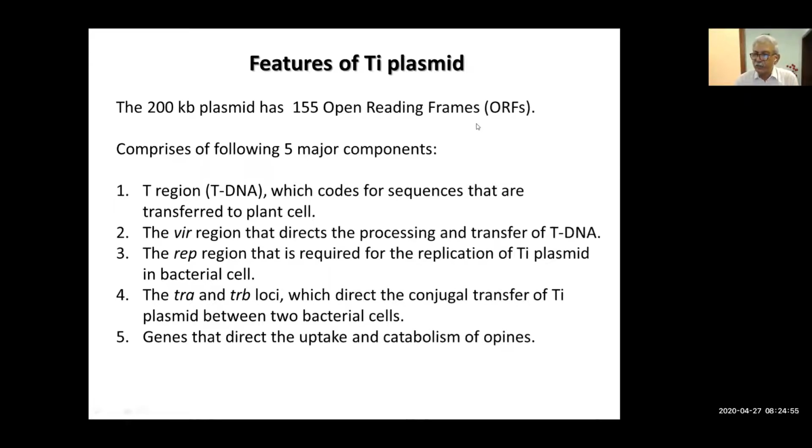The 5 major components of the Ti plasmid: they are the T region where we clone our genes between the left and right border by substituting the genes for hormones, the cytokinins, the opines. This region is removed and we use that tDNA region for cloning the gene of our interest. The virulence genes are the genes which are responsible for infecting the plant cell and also producing the tDNA.